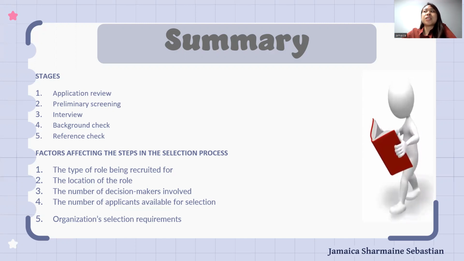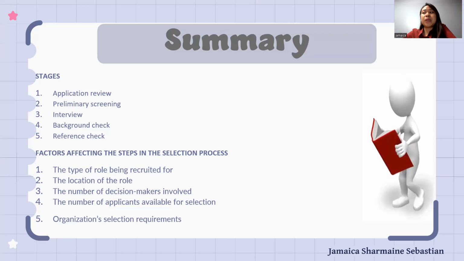There are factors affecting the steps in a selection process for recruitment. One is the type of role being recruited for. Is this a new role or is there an incumbent? Is it a manager or a subordinate? Second is the location of the role. Is this in a local office or remote location? Third is the number of decision makers involved. Is there one ultimate decision maker or multiple? How difficult will it be to coordinate them if there are multiple?